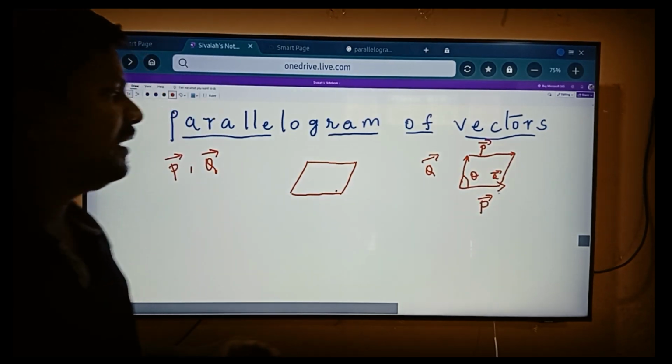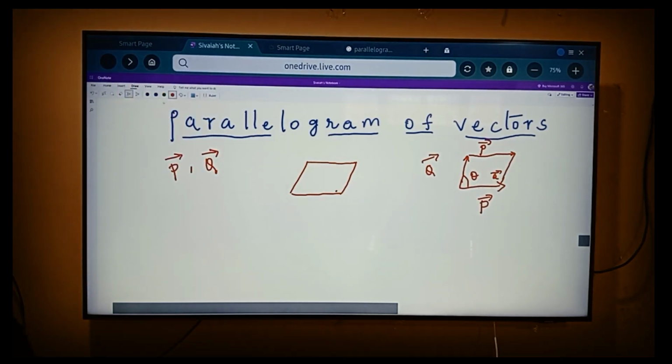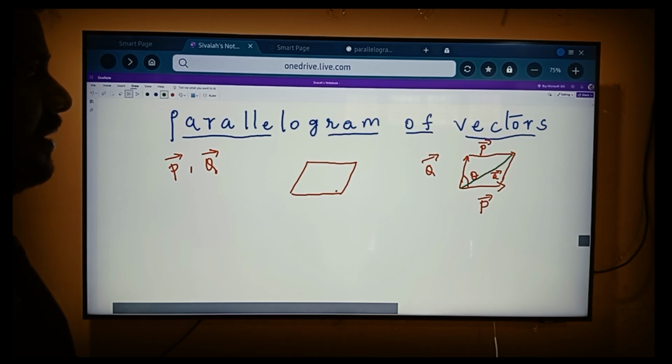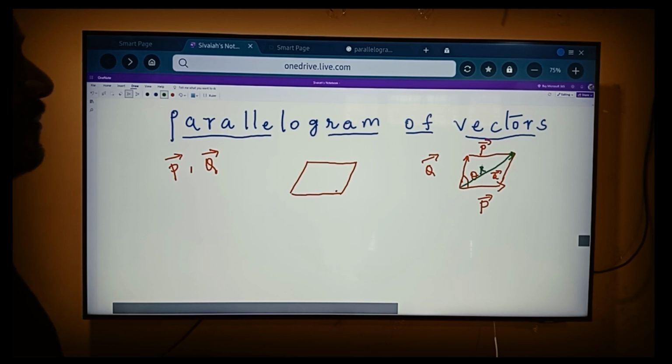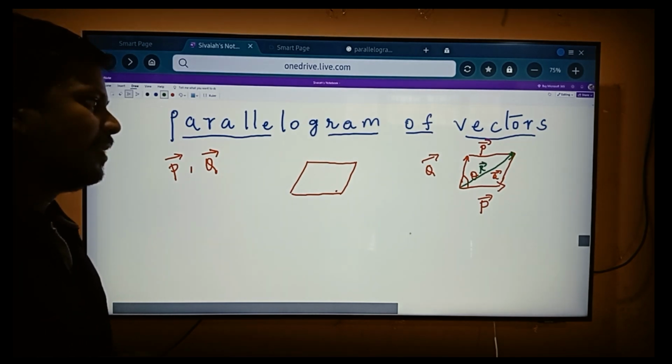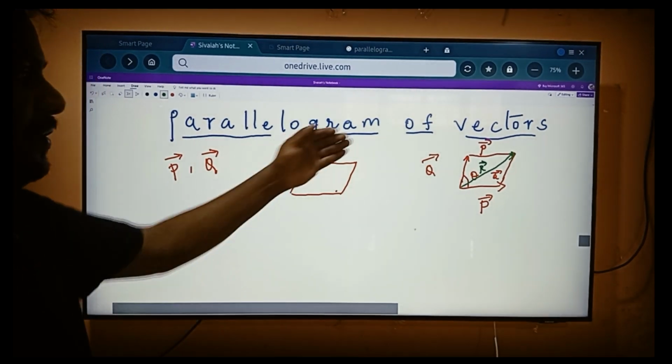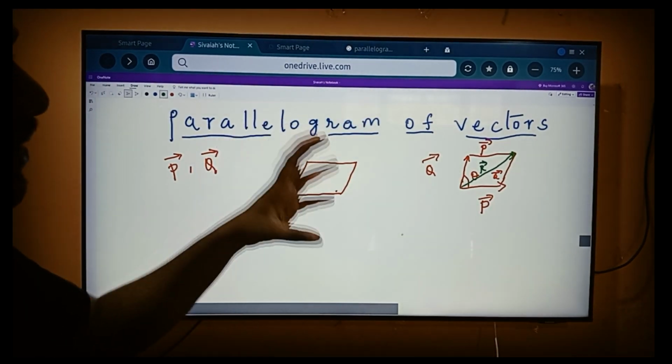So what is the resultant of these two vectors? The resultant of the two vectors we can take as r bar. That is the r bar. Now to find the resultant, we need to find the magnitude of the resultant.